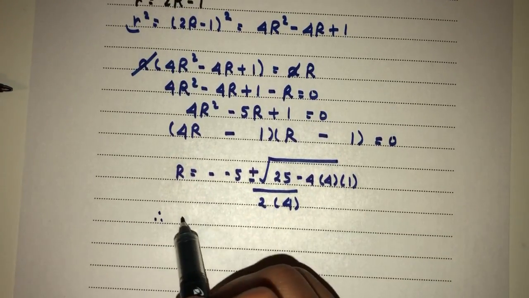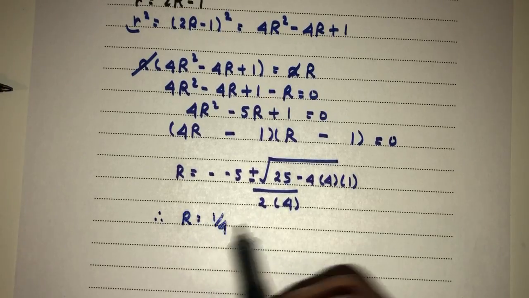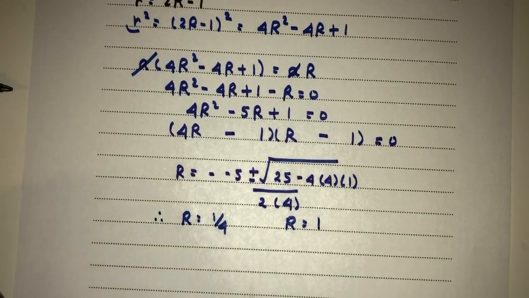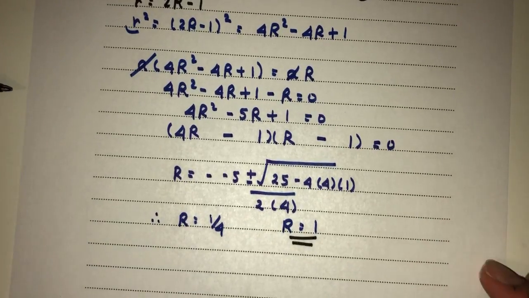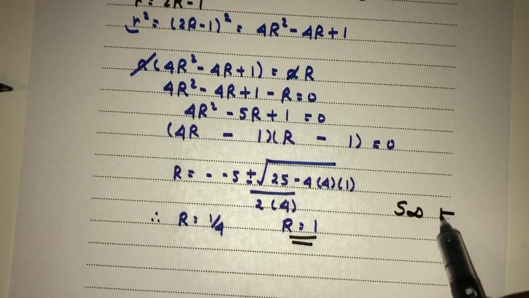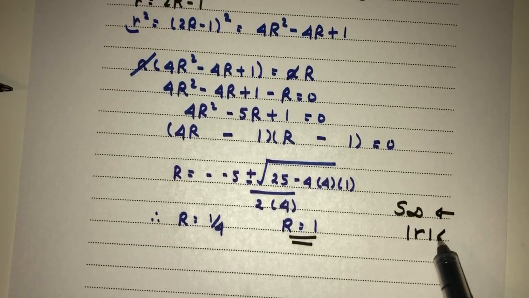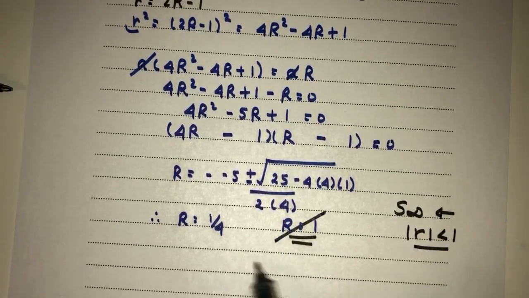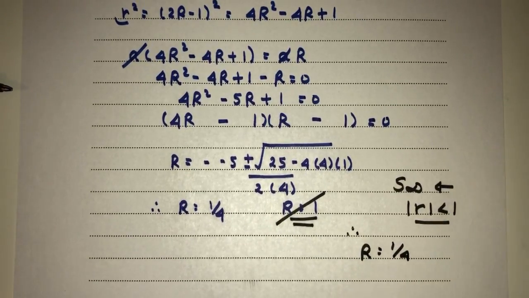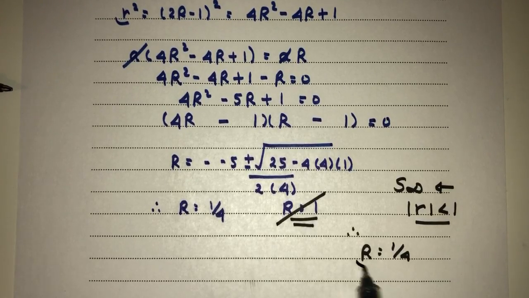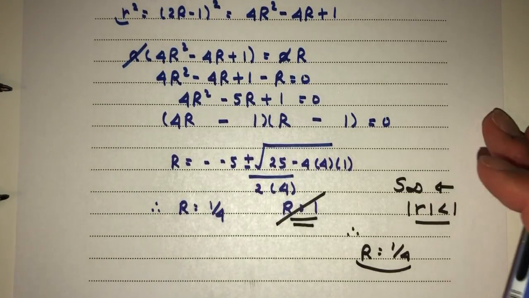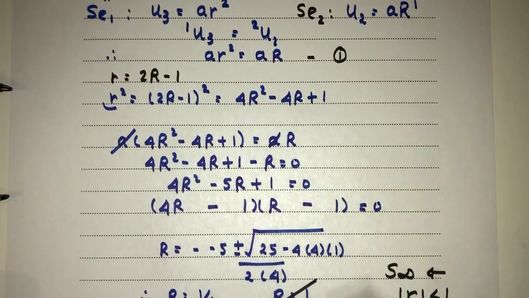So from this, you will have the value of R is equal to 1 over 4, or R is equal to 1. Now, of course, we cannot take this value because for us to be able to have a sum to infinity, that is only possible if the absolute value of R is less than 1. So it cannot be this one. So R can only be 1 over 4. So using that value, we can find the value of S in our main equation. So let's go back to see what we can use here. So this will be used here. Let's see what we have.